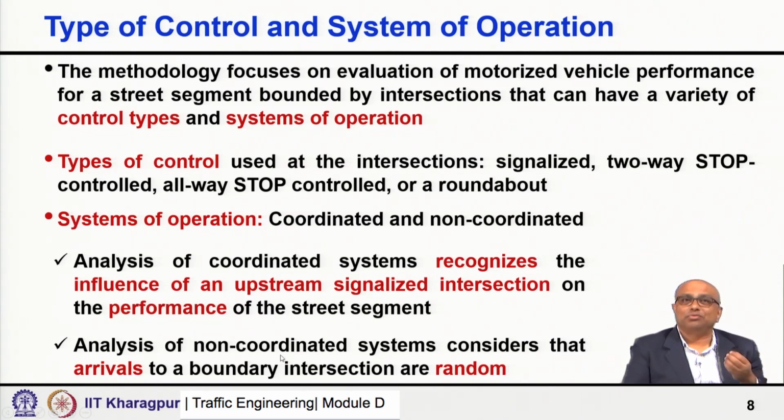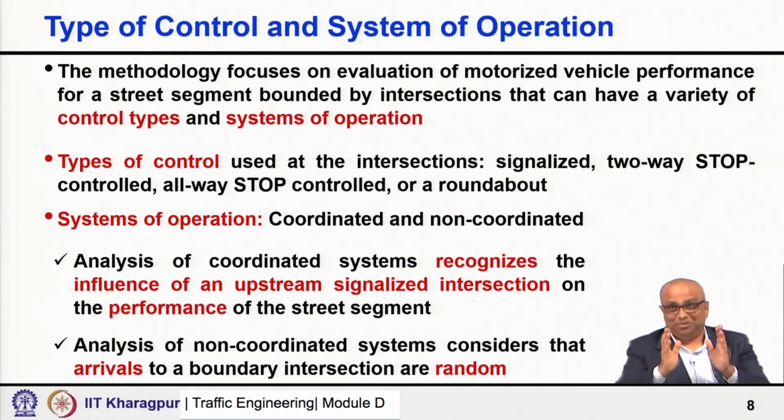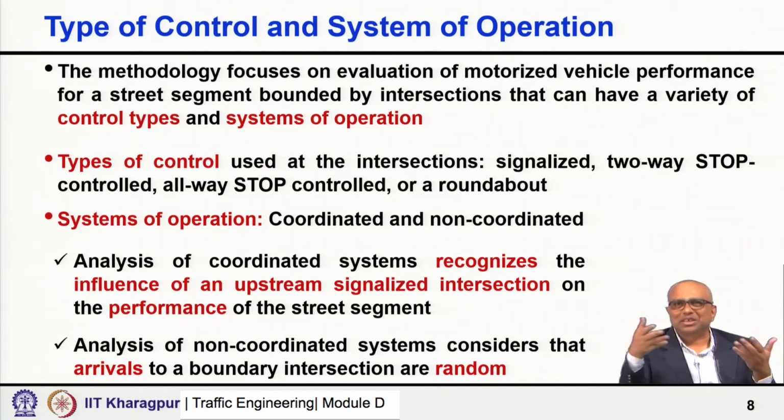While in the case of a non-coordinated system, such kind of influence will not be there. So, we can consider that arrivals to a boundary intersection are random, not like in a platoon with a specific pattern. Every cycle during that analysis period, the same thing will keep happening. Here we can say that because signals are not coordinated, arrivals can be considered as random.